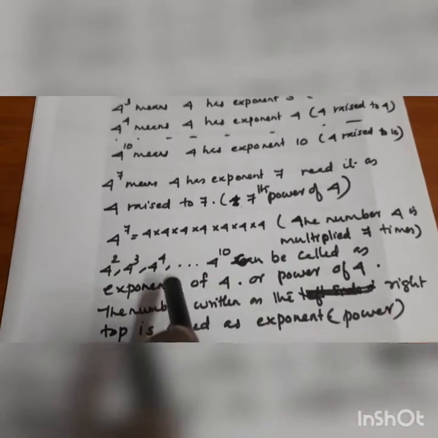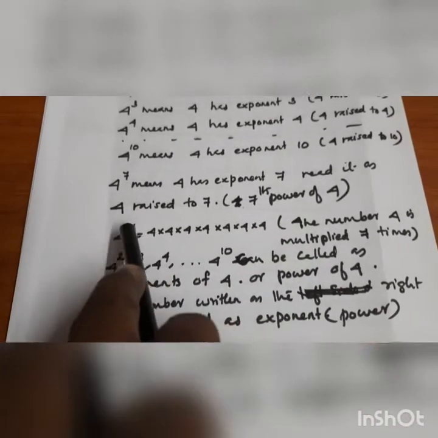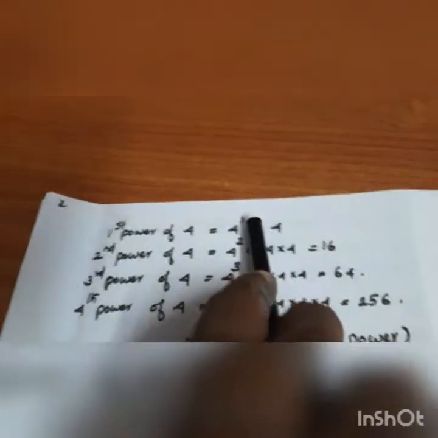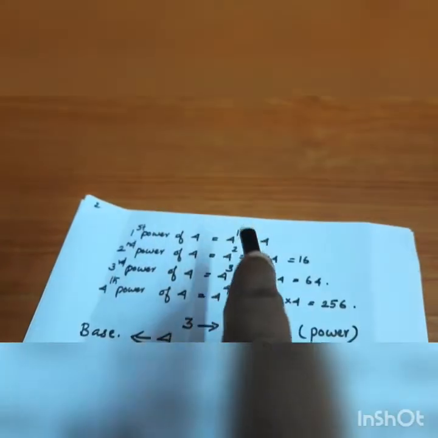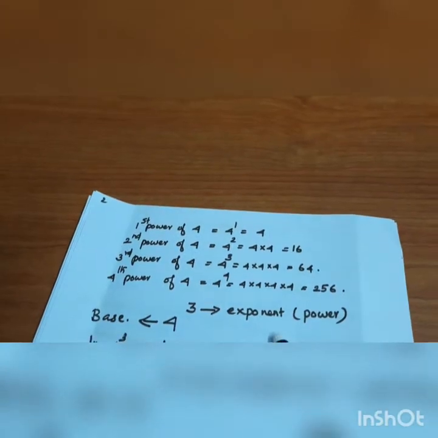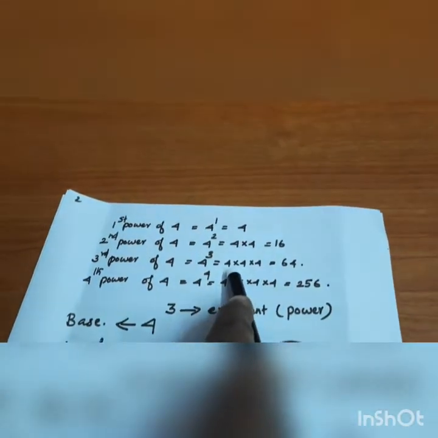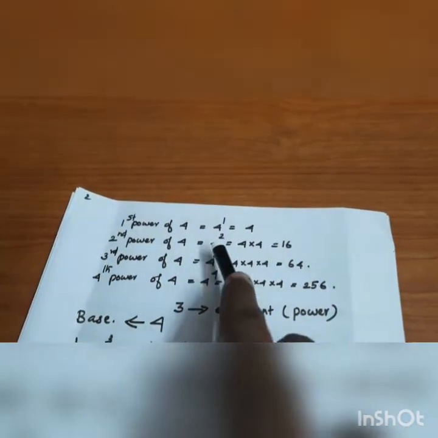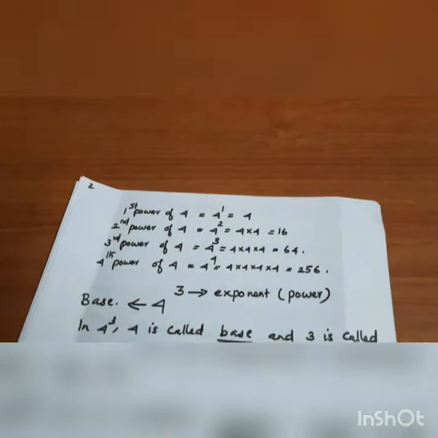Exponents of 4, or powers of 4. The number written on the right top is called the exponent or power. Okay. So the first power of 4 is 4 raised to 1. Here, one thing you have to remember: any number, if you have only the number itself, has a power. That power is 1. That means 4 is 4 raised to 1.